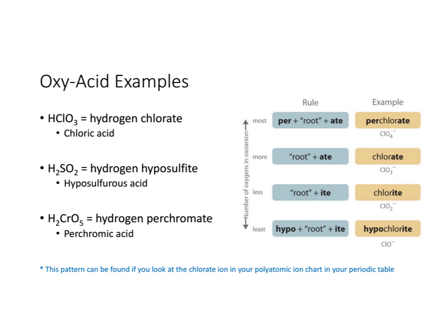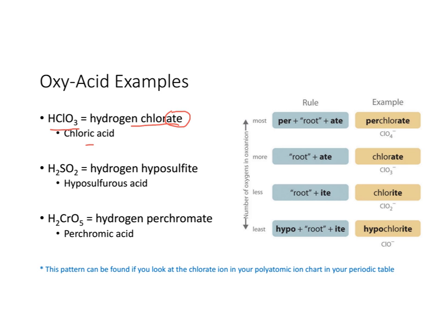We can apply the rules for naming oxyanions to oxyacids. So here, HClO3: the name of it, if it was an ionic compound, is hydrogen chlorate. Now, if you remember from our rules a couple of slides ago, ate converts to ic. So hydrogen chlorate becomes chloric acid.